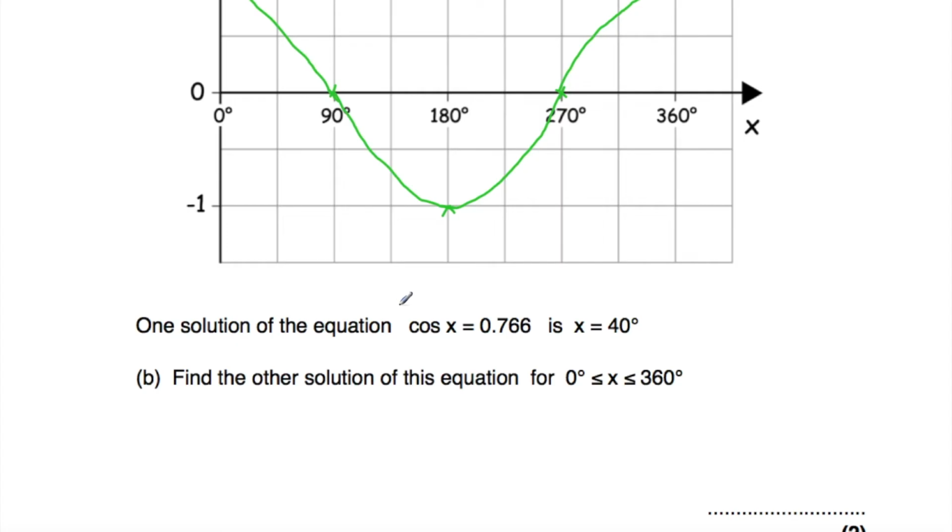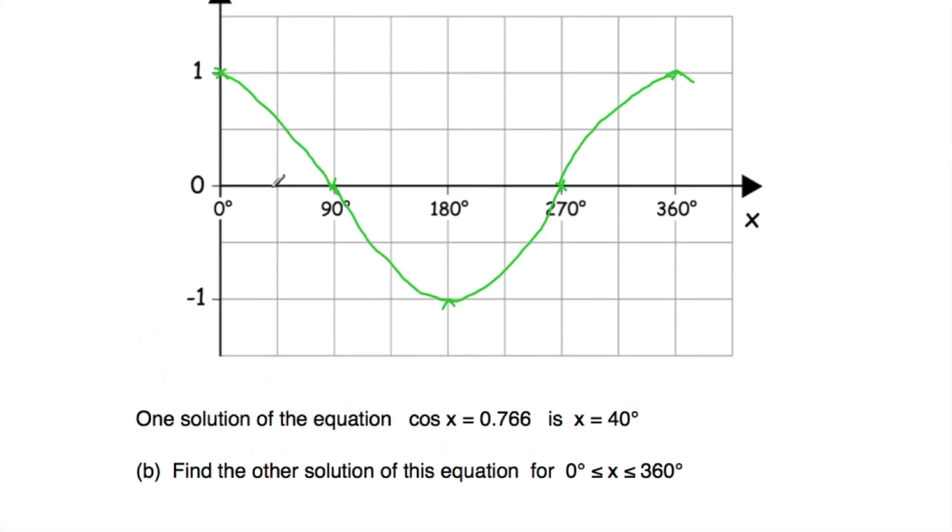And then we're told one solution of the equation cos x equals 0.766 is whenever x is equal to 40 degrees. So let's have a look here. If we have 40 degrees, well, 45 is in the middle, so 40 degrees is roughly there. And if we go up and across, then that height must be 0.766. Obviously this is my sketch, so it might not be perfect.